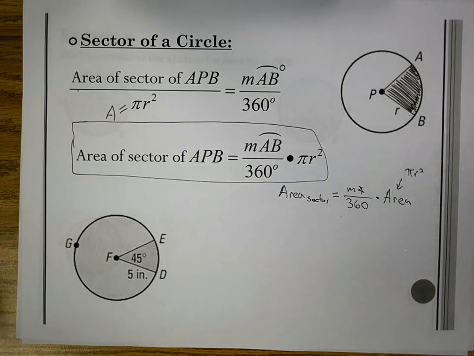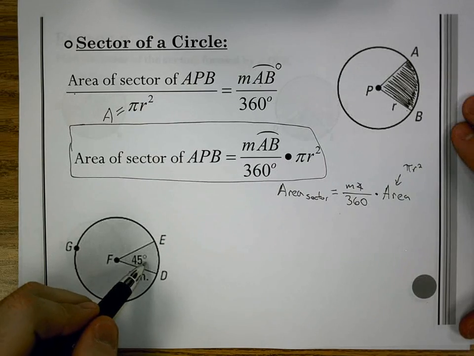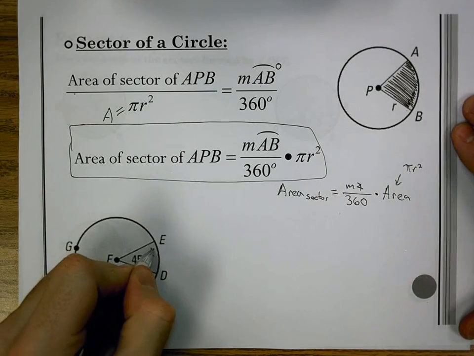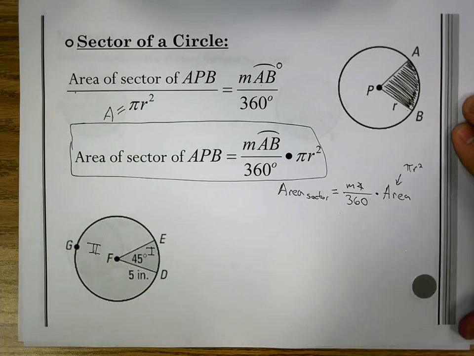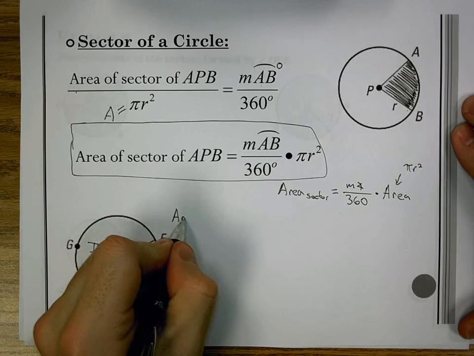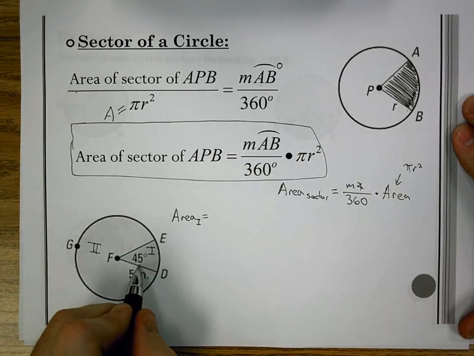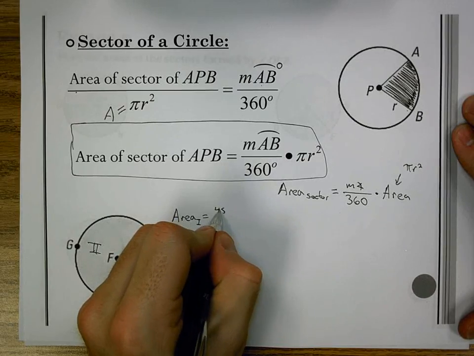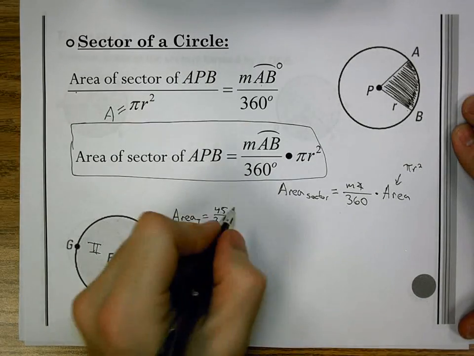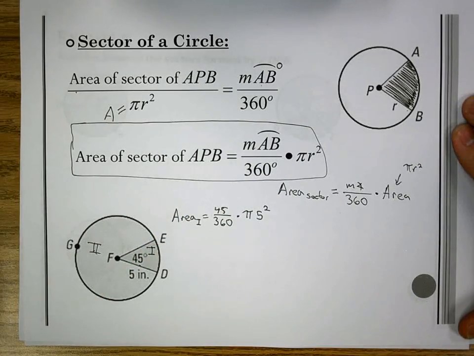So, we look at our first example. We really have two sectors here. I have this darker shaded one and this lighter shaded one. I'm just going to number them here. I'm going to have 1 and 2. I'm going to find the area of each of those. So, the area for our first one. Now, it's going to be the measure of the angle, 45 over 360, times pi times 5 squared.